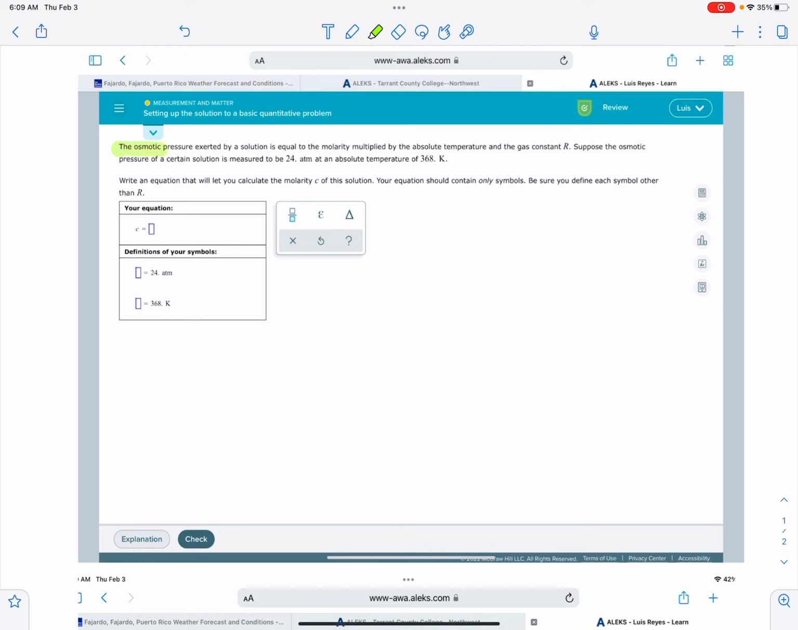The osmotic pressure, we're going to call that OP, is equal to the molarity. We're going to say C for molarity, multiplied by the absolute temperature and the gas constant R. So we're basically writing an equation based on those symbols.